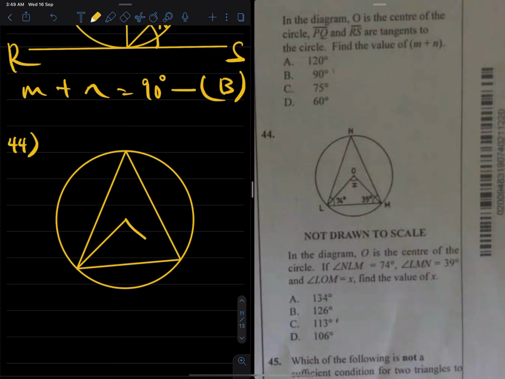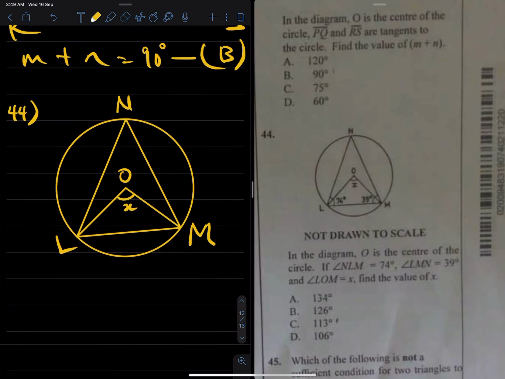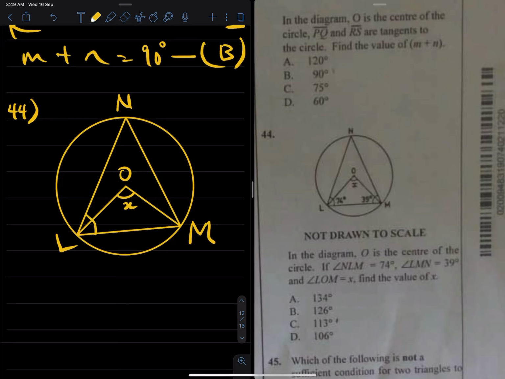Trying to make a triangle. The diagram. Very good. Okay, this is X, this is O, N, L, M. This is 74 degrees, and this is 39 degrees. Now, in the diagram, O is the center of the circle. If angle NLM is 74 degrees, angle LMN is 39 degrees, and angle LOM is X, find the value of X.